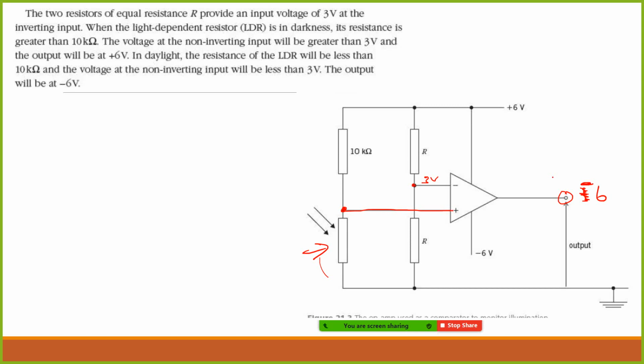Once you realize that the inverting terminal is greater than the non-inverting terminal in terms of the voltage, then the output is going to be negative, and it's going to have the maximum amount that was supplied to it.